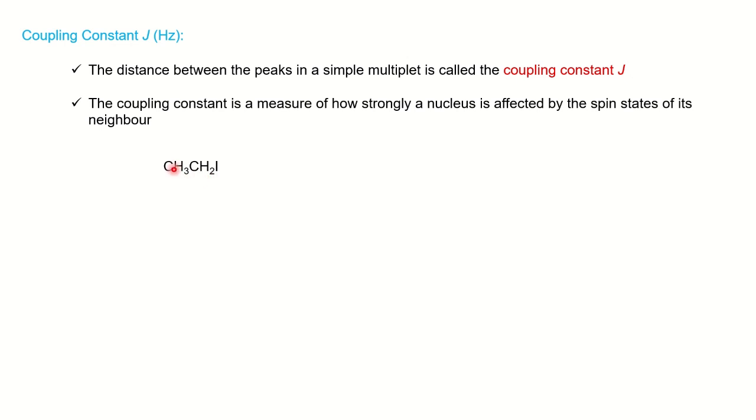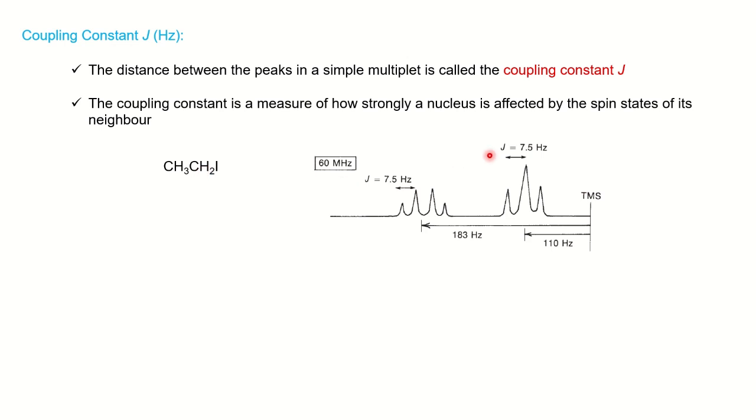As you can see here, ethyl iodide, a very simple example. If you notice, there are two sets of protons. One is for the methyl, the other is for the CH2. So in proton NMR, you will expect two signals for two different sets of protons. We will see how strongly a nucleus is affected by the spin state of its neighbor. Here we can see the NMR spectrum.